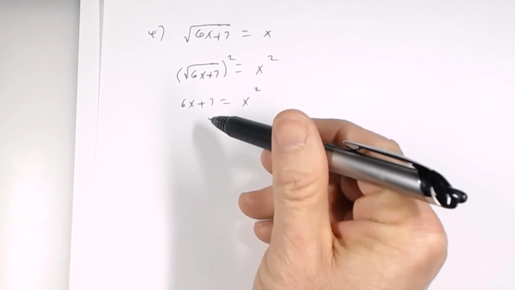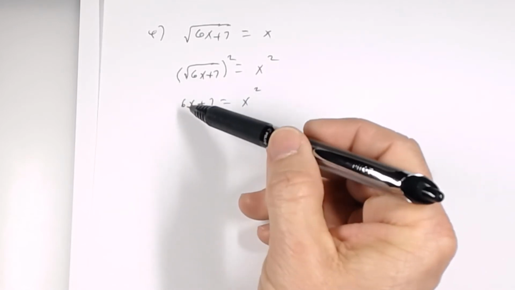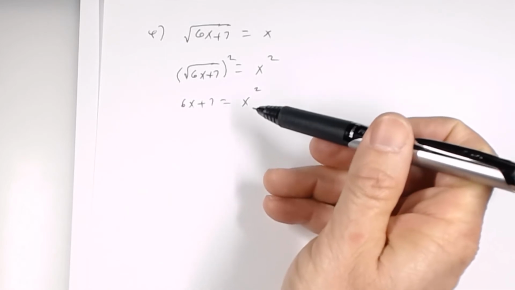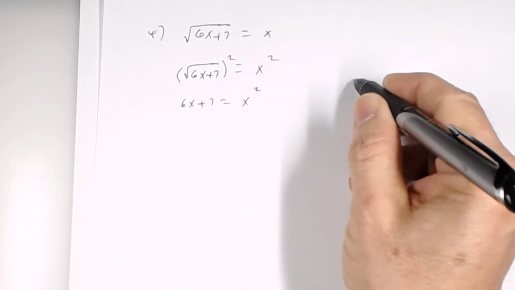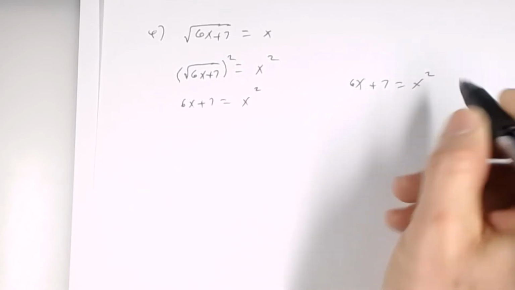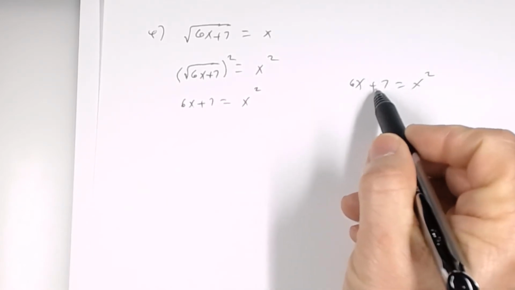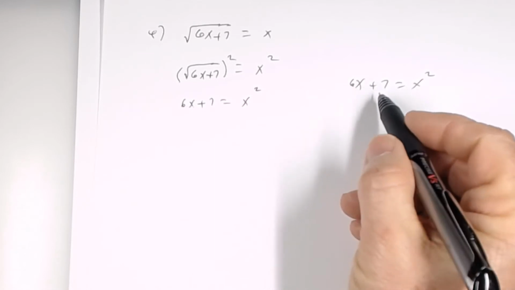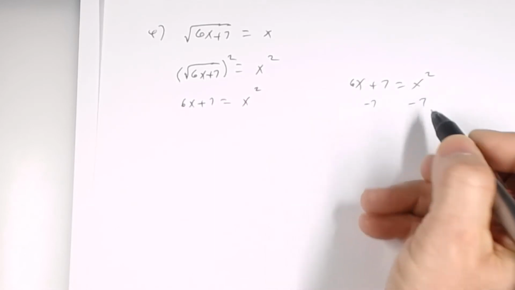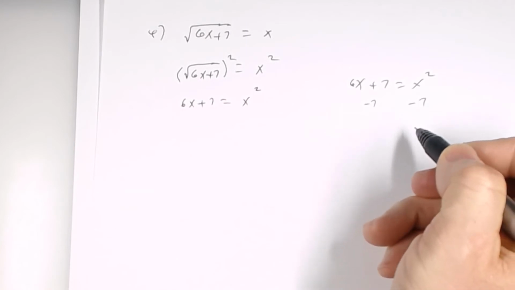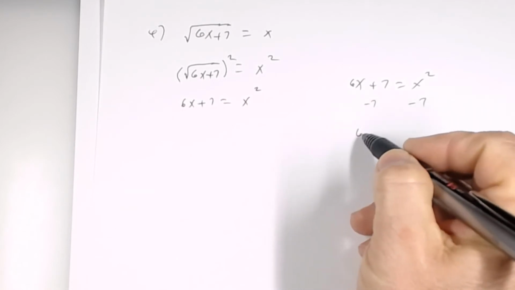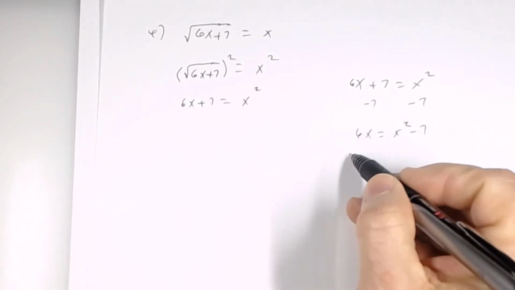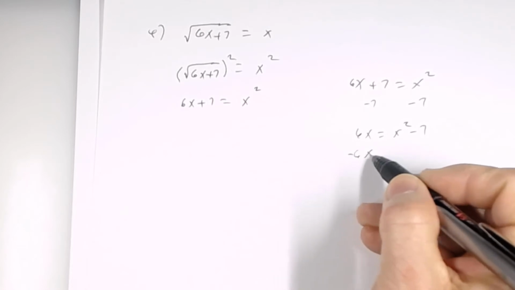Now some of you still have an issue of determining, well, if I bring the 6x over, does the sign change? Well, that you should already know because look, if I have a 6x plus 7 here and I want to get rid of that plus 7, what's the opposite? Subtract 7. So you subtract 7 from both sides, right? And so basically using the addition property of equality, you get 6x equal x squared minus 7. Then what's the next step? Subtract 6x from both sides.